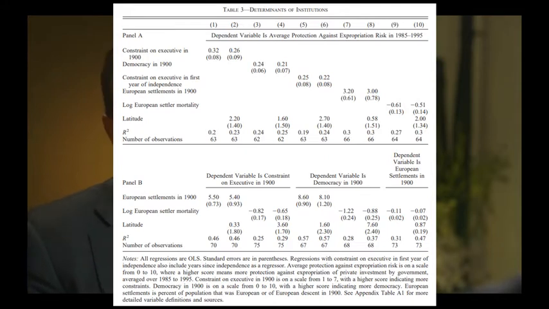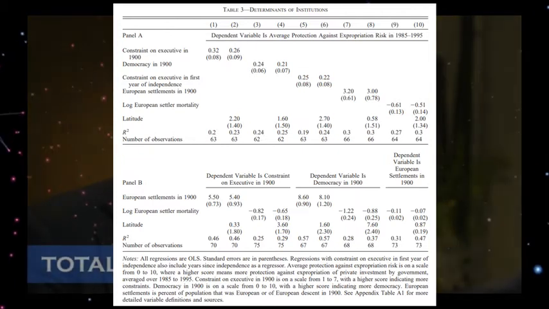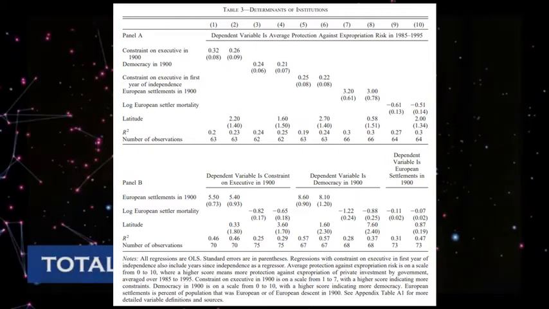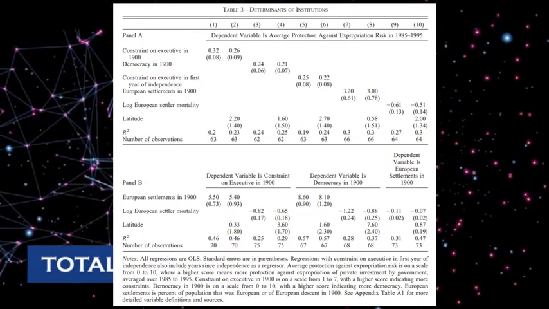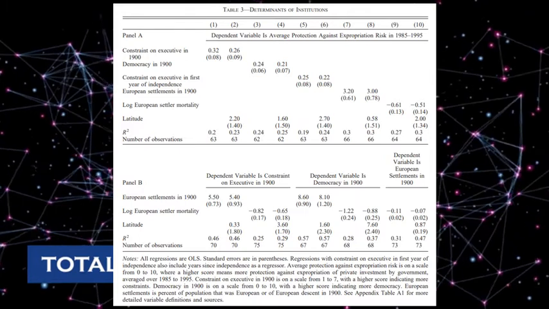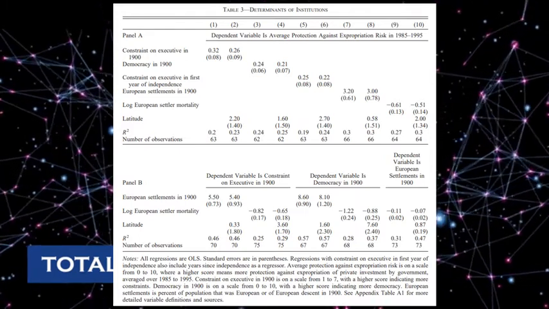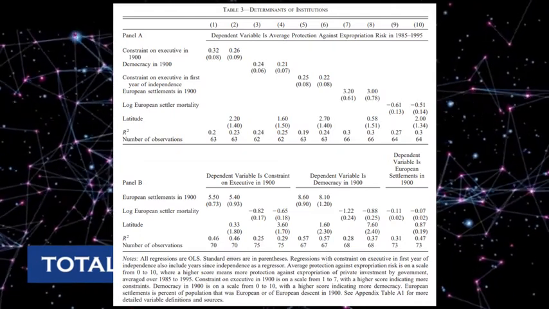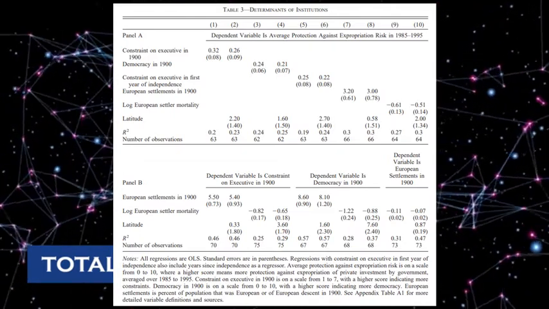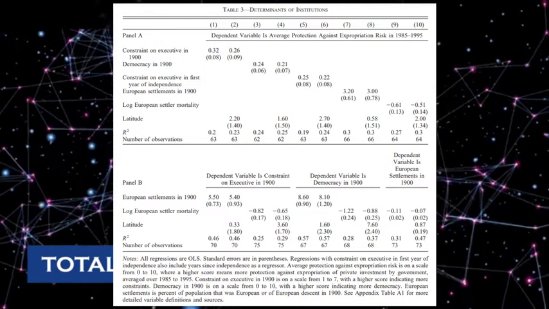Columns 7 and 8 show the association between protection against expropriation and European settlements. The fraction of Europeans in 1900 alone explains approximately 30% of the variation in our institutions variable today. Columns 9 and 10 show the relationship between the protection against expropriation variable and the mortality rates faced by settlers. This specification will be the first stage for our main two-stage least squares estimates, that is, 2SLS. It shows that settler mortality alone explains 27% of the differences in institutions we observe today.